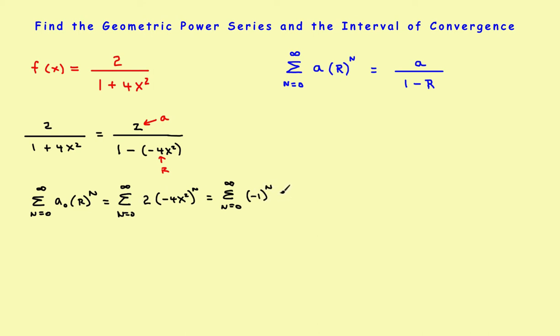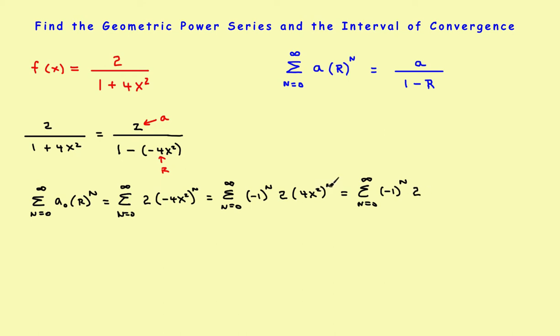Then here's the 2, and that's going to leave me with a positive 4x squared to the n power. But you can do a little bit more with it than that, so let's try this. We'll go one more step. This is going to be the summation as n goes from 0 to infinity. First of all, here's the negative 1 to the n. Then you've got the 2.